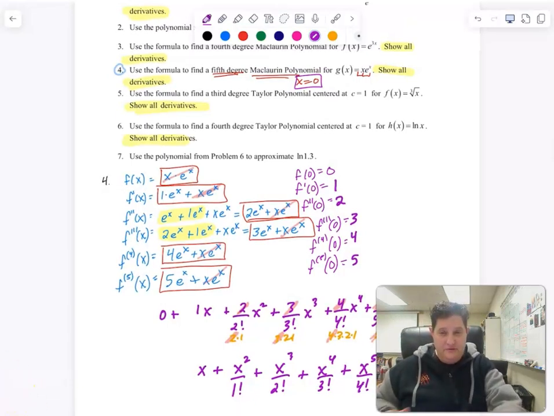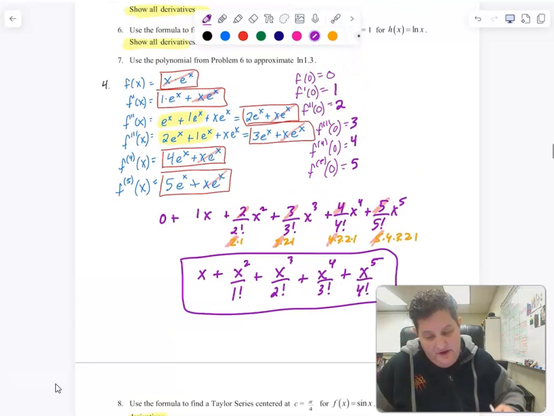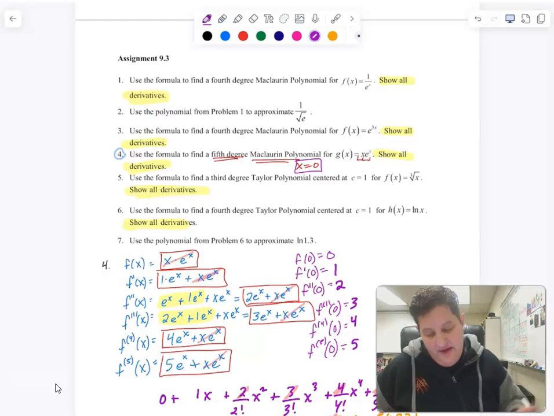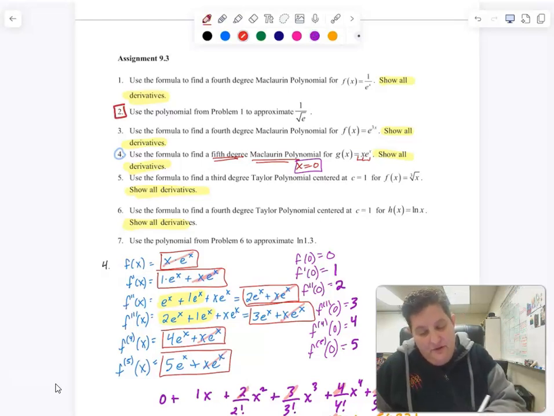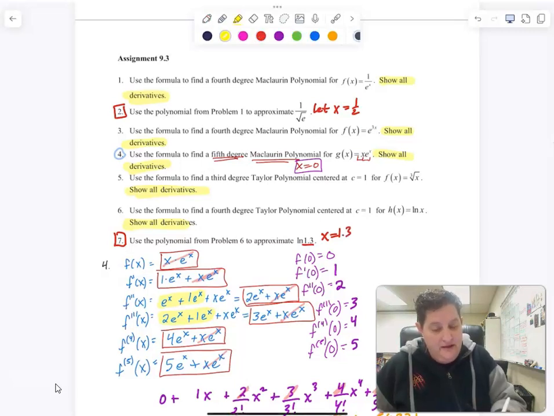So, let me look if there's any other ones I want to talk about real quick. Okay, so this is what you're going to be doing for each of these problems, especially where it says show derivatives. And then some of them go like this, like number 2, use the problem from 1 to approximate that. So what are we going to do? We're going to let x equal a half, because that's what the square root is, e to the 1/2. Okay, we'll use that. For number 7, use the problem from 6 to approximate ln of 1.3. So we're going to let x equal 1.3. But it should be pretty close because this is centered at 1 and we're doing 1.3. This is centered at 0 and we're doing 1/2, so we'll see how it is.